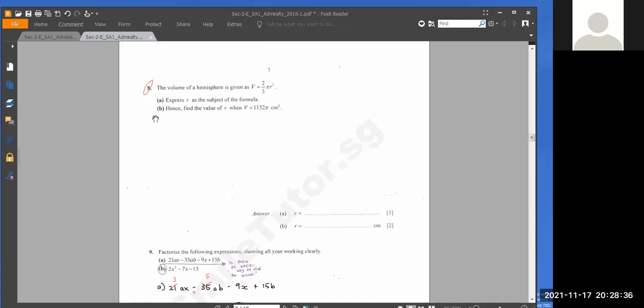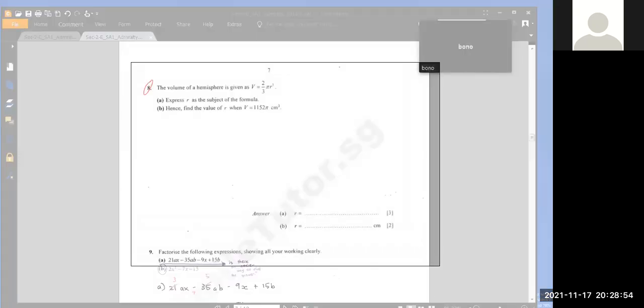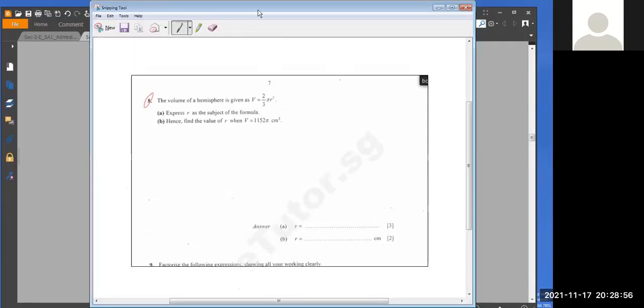All right. Let's move on. It says the volume of a hemisphere is given by this formula, and then you are asked to express R as the subject. Oh, this is a very common question. Okay, this is so common. So you circle it unless you have problems. Okay, so just see how we can solve this.